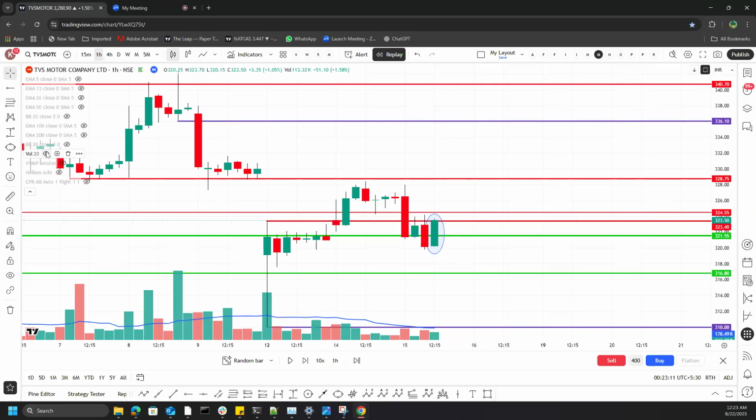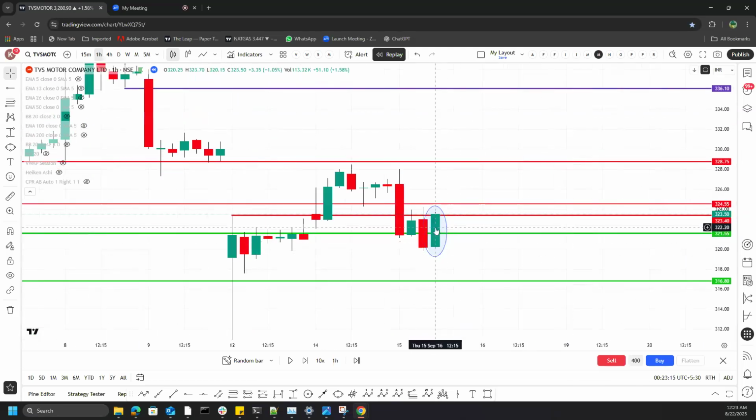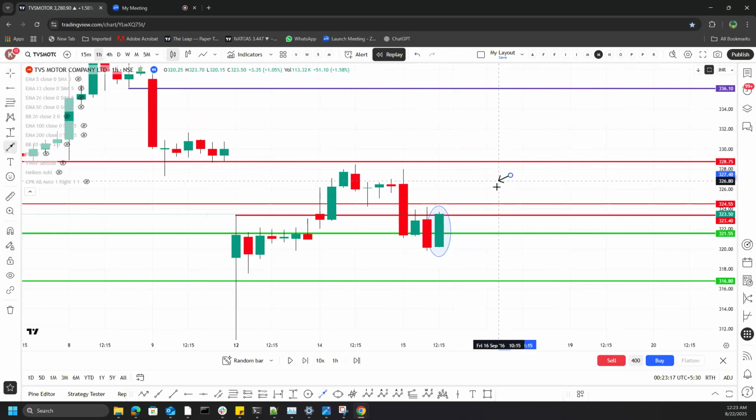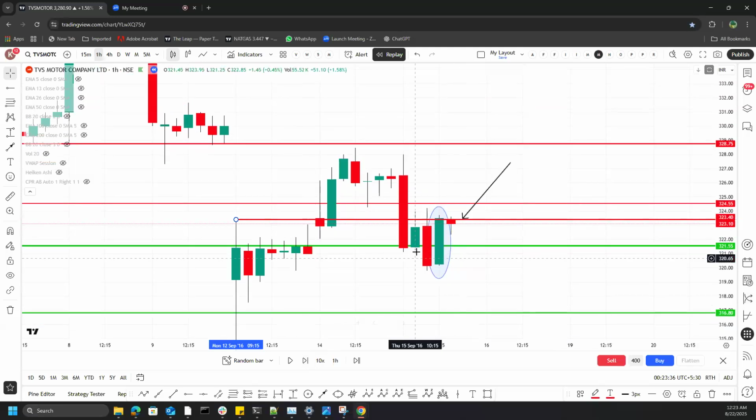Okay, rather than buying right now, let me confirm that this level becomes the support, because here it didn't confirm immediately after the breakout. Let me see what exactly happens. Okay, the price is again some doji candle. Let's see.